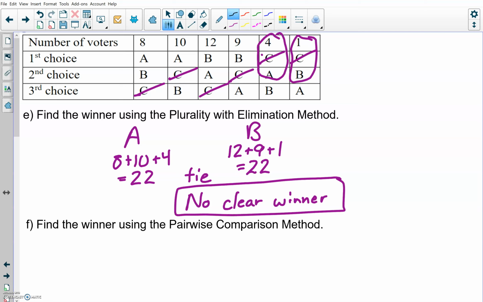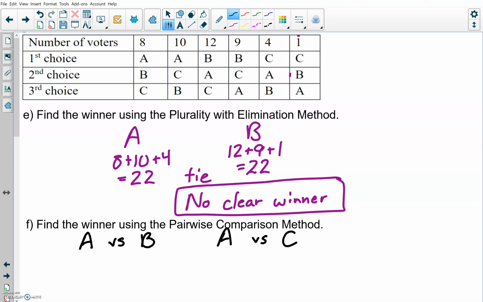All right, and then let me clean this table up for the pairwise comparisons. So in pairwise comparisons, we need to pair up each possible pairing. A is going to get paired with B. A will get paired with C. And then B will get paired with C. So that takes care of all of them. It's a combination, 3 choose 2. There's only 3 outcomes.